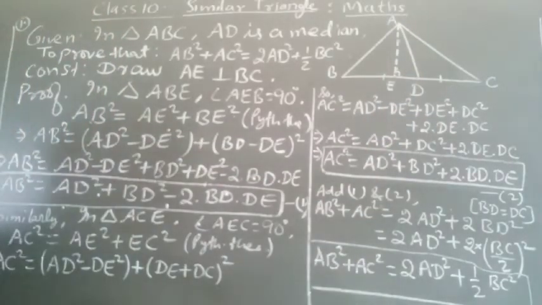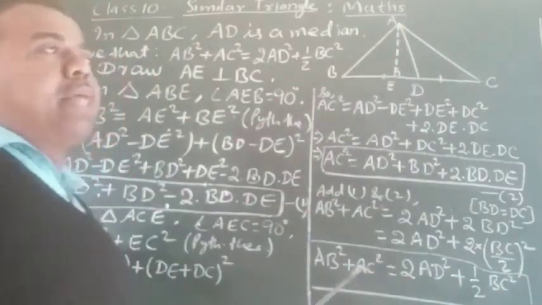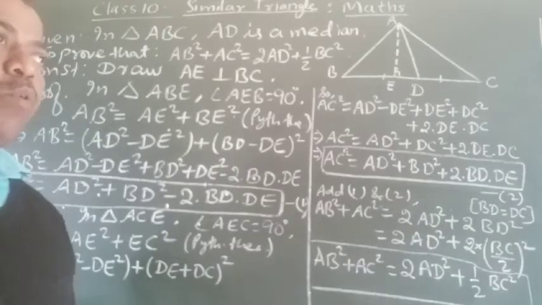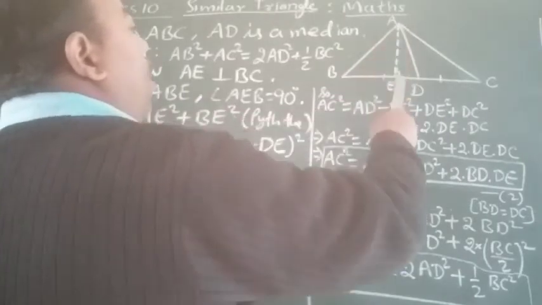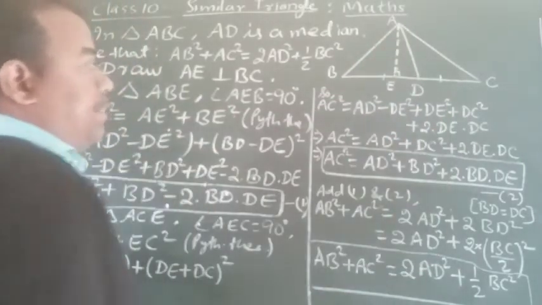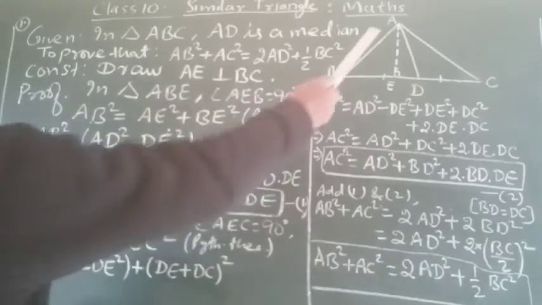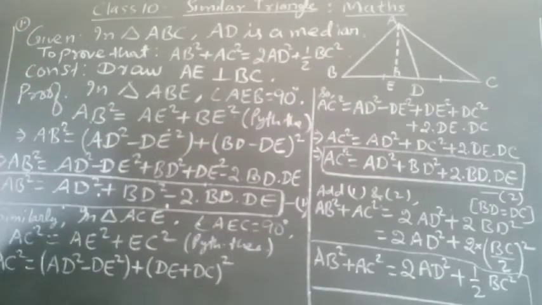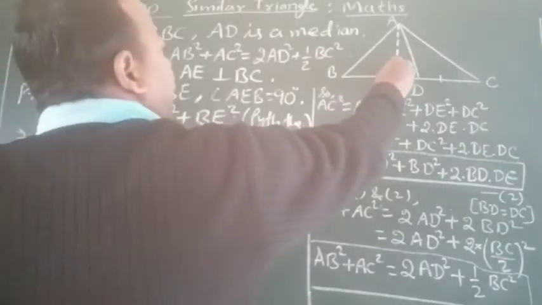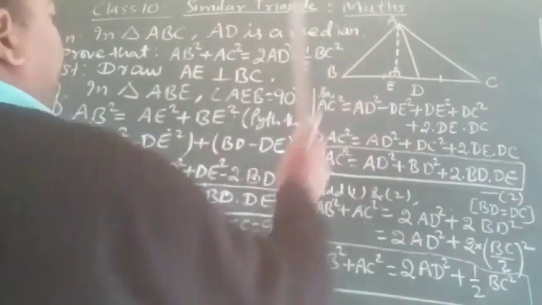Clear? Now, we have to use the Pythagoras theorem to solve this problem. Pythagoras theorem is applicable in a right angle triangle, so we have to draw a perpendicular to get a right angle triangle. From the point A, draw AE perpendicular on BC. Now look at this. In triangle ABE, angle AEB is 90 degrees. We also show 90 degrees on this side due to the linear pair, since it is perpendicular.